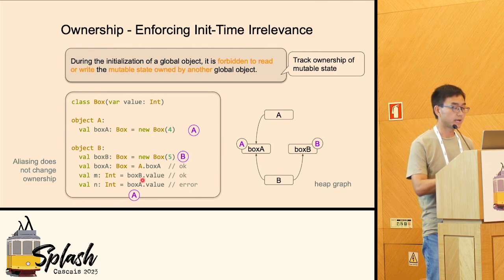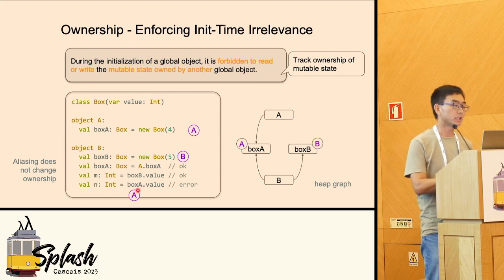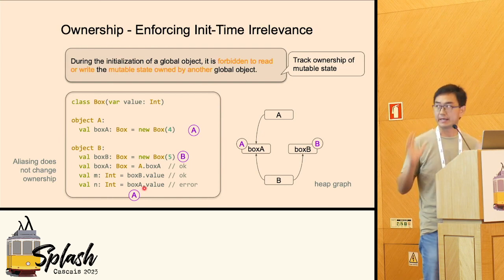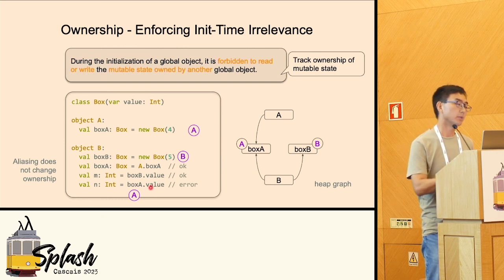The next line, if we try to read the mutable state of box B, that's OK because the mutable state is owned by object B. The next line, if we try to read the mutable state of box A, that would be an error because the mutable state is owned by object A. It violates initialization time irrelevance because the mutable state here could have been changed by the main program.